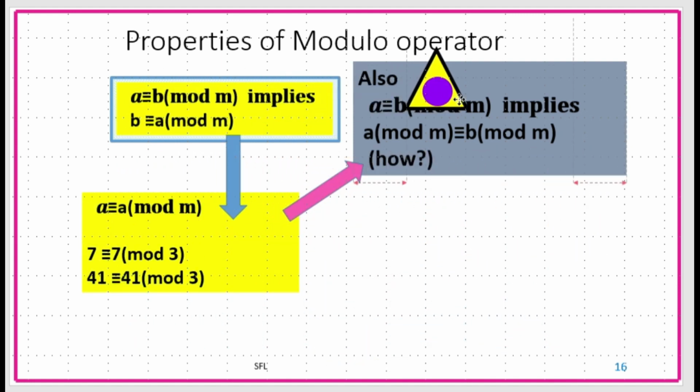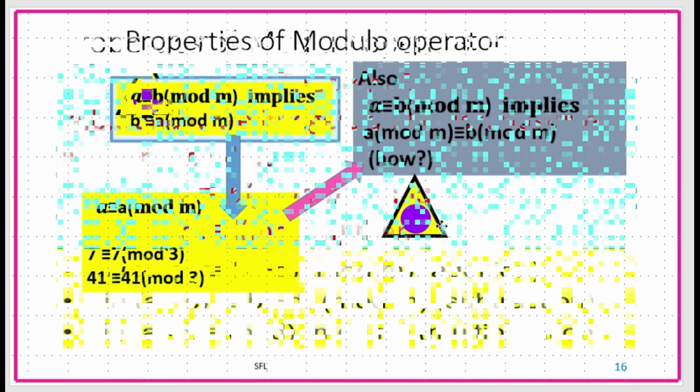Properties of modulo operator. A is congruent to A itself mod M. Example: 7 congruent to 7 mod 3. 41 congruent to 41 mod 3. Also, A congruent to B mod M implies A mod M congruent to B mod M. How? Because both give the same remainder on division by M.